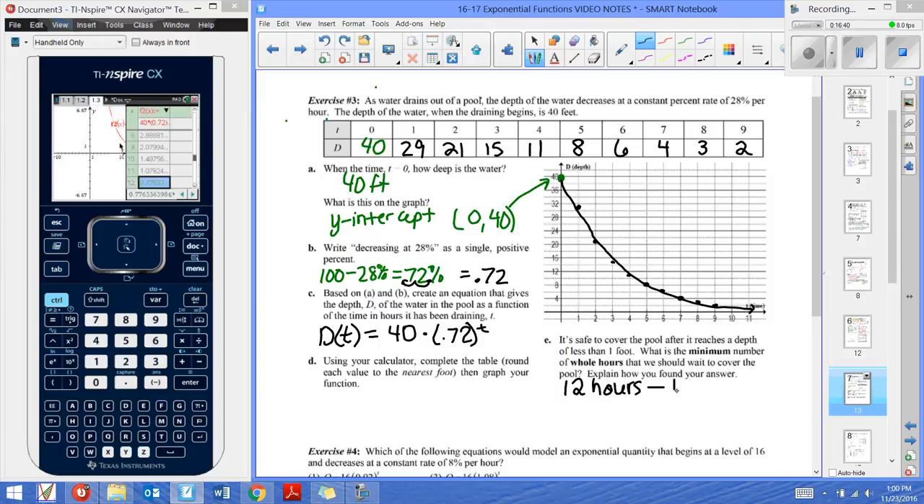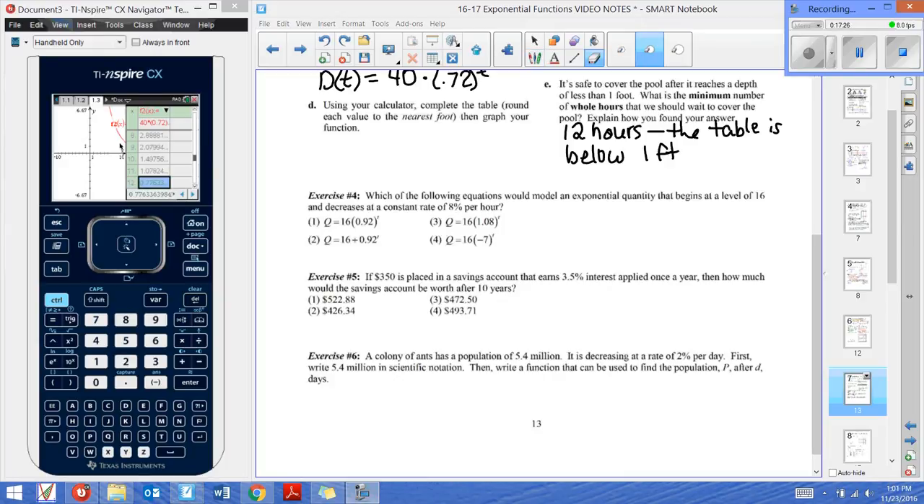the table is below 1 foot. In this case, 0.77633, and so on and so forth.